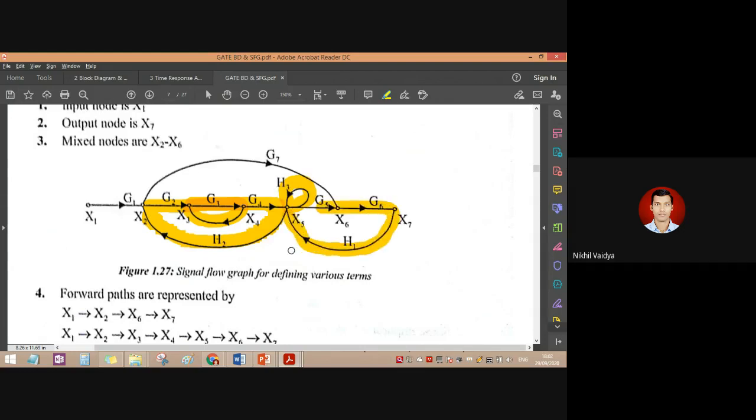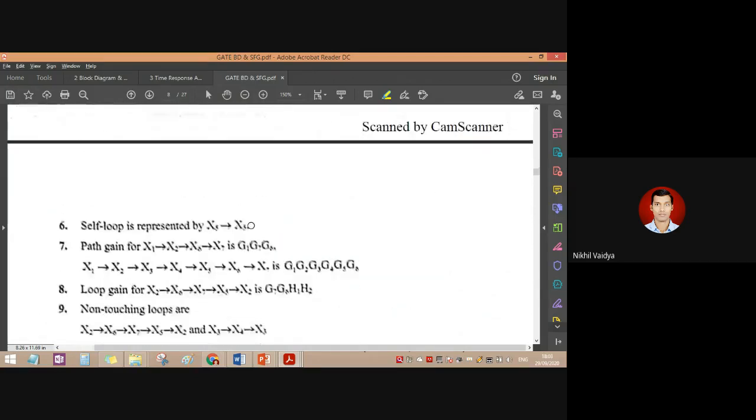Is there any other loop present besides these? Can we say this is a loop? This goes ahead, but it is not coming backward. The direction of the arrow is opposing here. If I try to go in this direction, the arrow is in opposition. So this G7 part doesn't form any loop. So all four loops are present here.